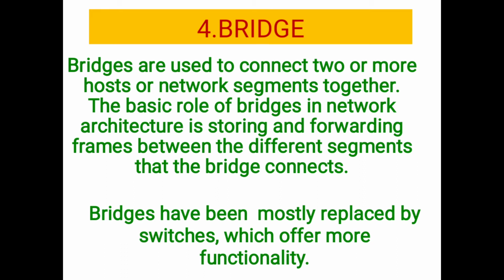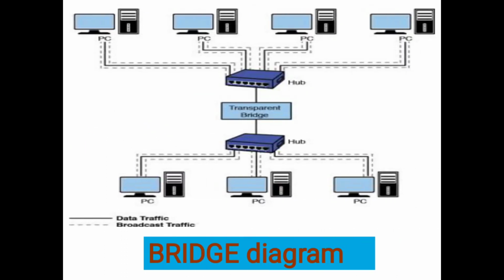In the case of a LAN also, when you install a bridge, your whole LAN connection gets divided into two equal segments. So that is the first line, stating a bridge is used to connect two or more hosts or networks together. The basic role of the bridge is storing and forwarding the frames between the different segments. Once I give the explanation, you will get a better idea. See the diagram coming, which will make the concept clear.